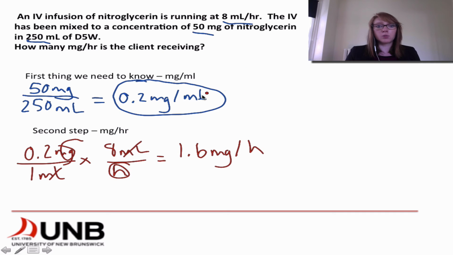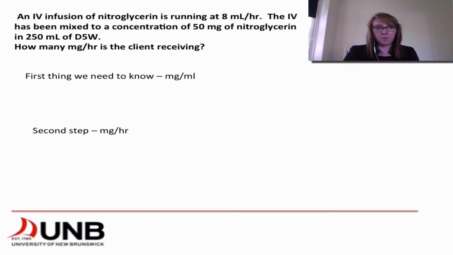So to calculate this, we had to do this first step in order to get the second step. It's just about breaking it down when something's a little bit larger. So when we had the 50 milligrams in the 250 ml bag, you just have to break that down in order to find the next step.